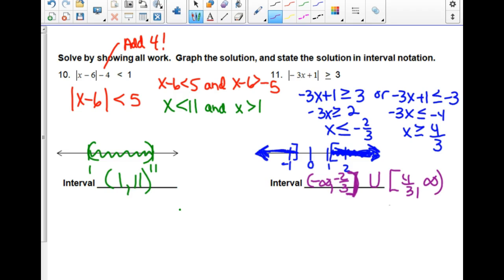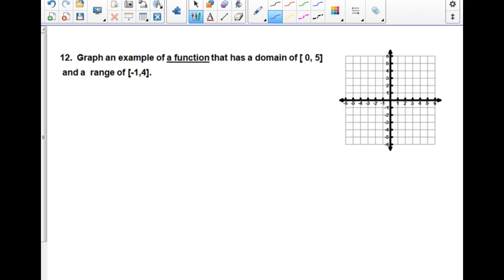Okay. All right, next. 12, graph an example of a function that has a domain of 0 to 5 and a range of negative 1 to 4. It includes both endpoints, 0 and 5, includes negative 1 and 4, and it's continuous. So if it's a function, I'm going to make a continuous one.